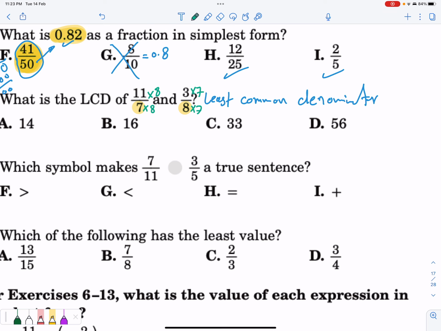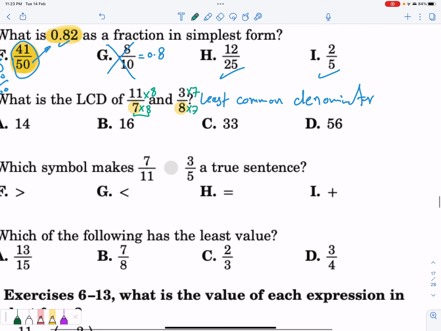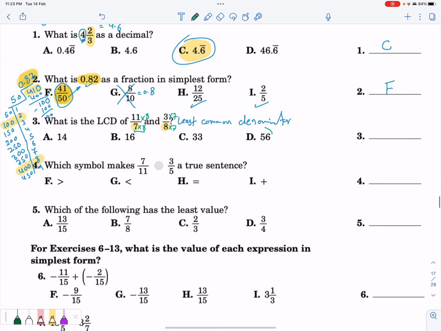Okay, so the common denominator will be 7 times 8, and 7 times 8 is equal to what? It is equal to 56. Yeah, so 56 is the least common denominator, which is answer D.